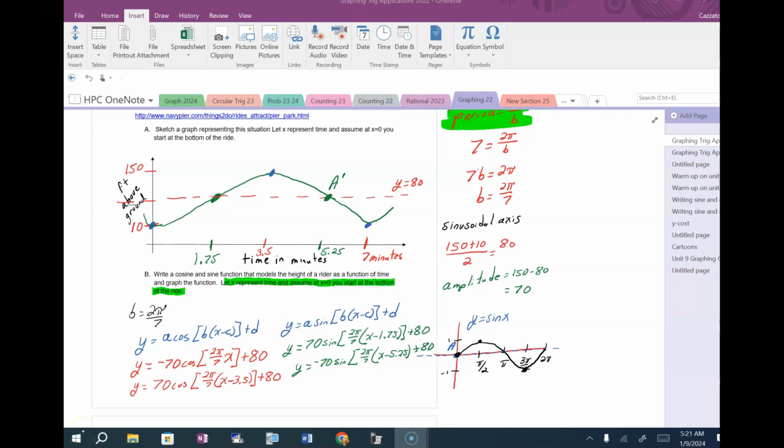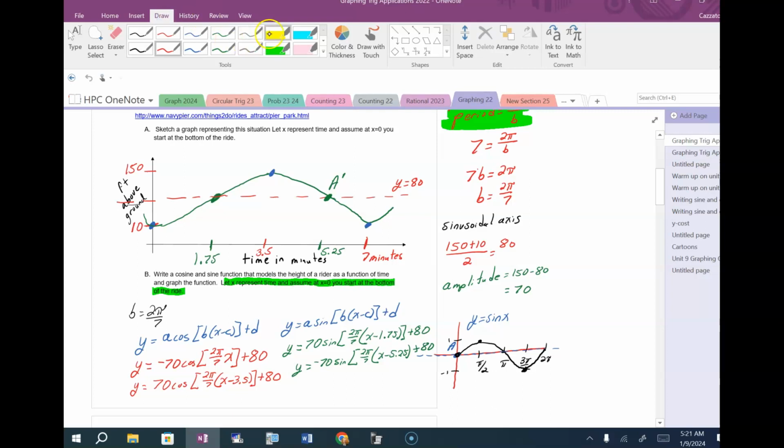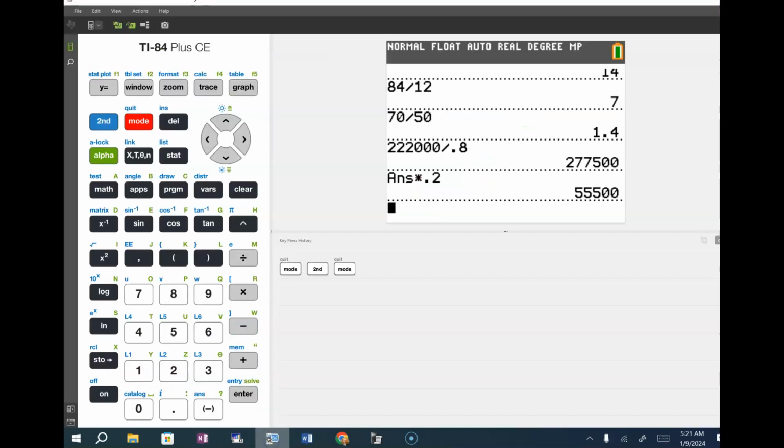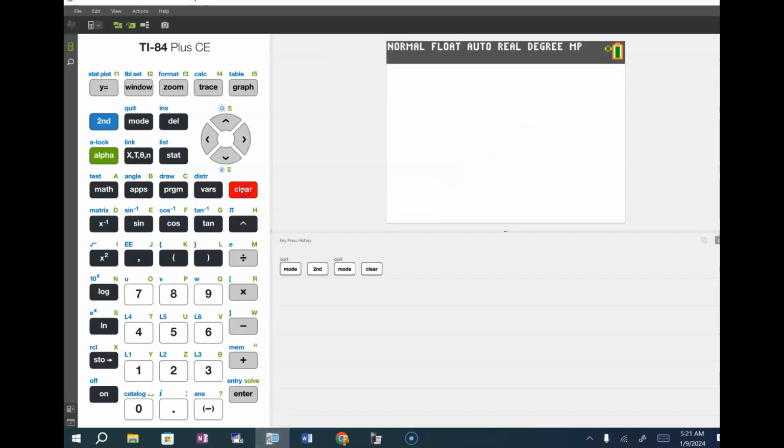Hello, honors pre-calculus students. The goal of this video is to show you how to check your work to the Ferris wheel problem using the TI 84 graphing calculator. So I'm going to show you how to type in this equation that I just highlighted in yellow. And in case you wrote a sine, I'm also going to show you how to type in this equation I'm highlighting in green. So the first thing we need to do is make sure our calculator is in radian mode.